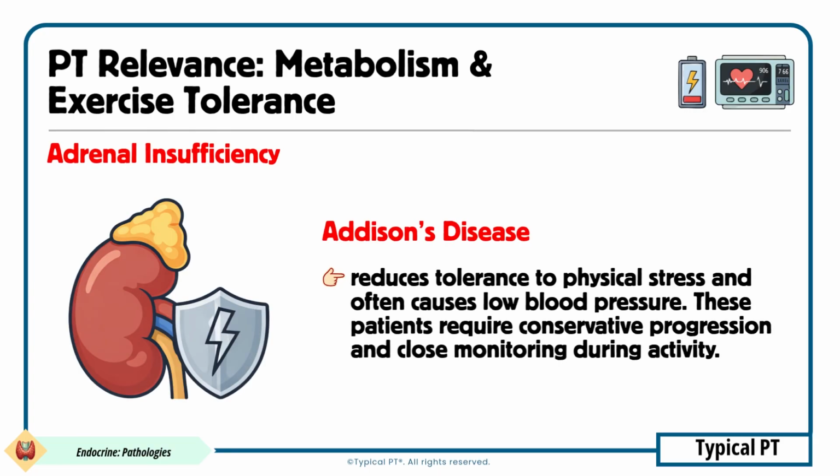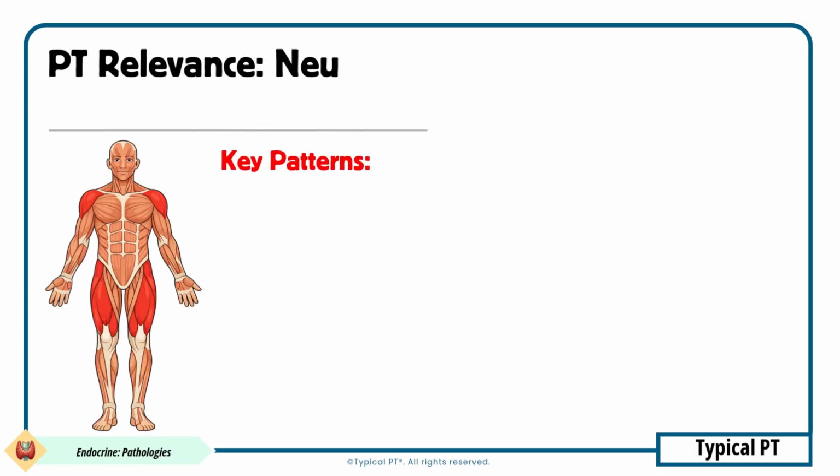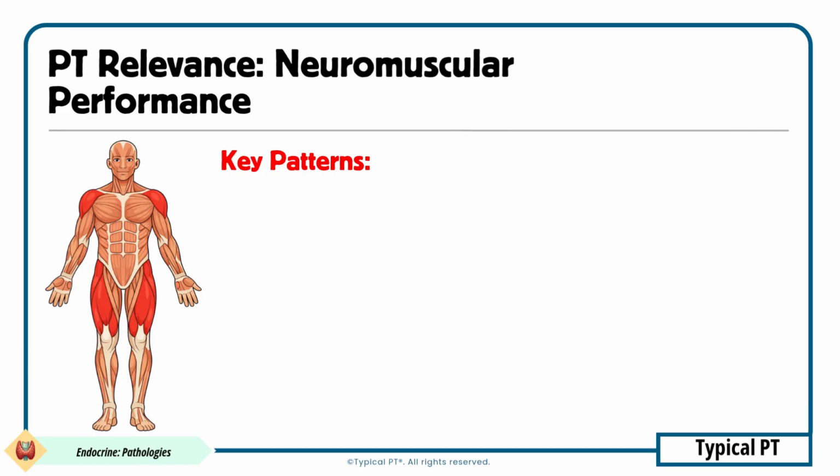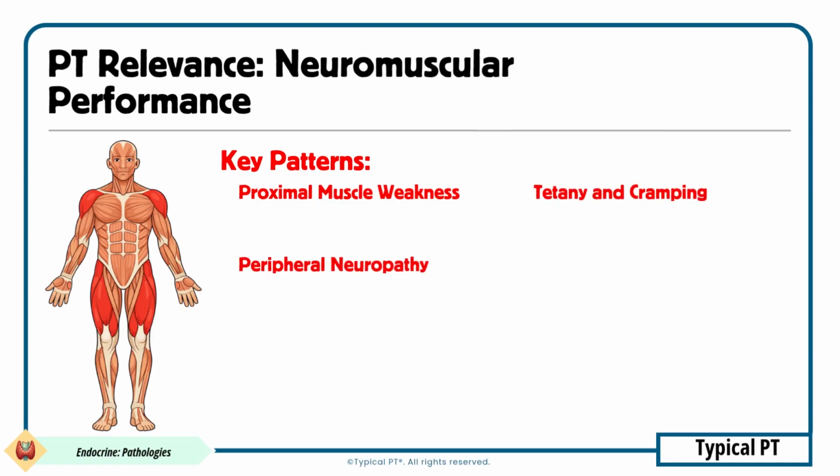Adrenal insufficiency, such as Addison's disease, reduces tolerance to physical stress and often causes low blood pressure. These patients require conservative progression and close monitoring during activity. As for muscle capacity and performance, endocrine disorders produce distinct neuromuscular patterns that you should be aware of, such as proximal muscle weakness, tetany, peripheral neuropathy, and arthralgia. Proximal muscle weakness is common in Cushing syndrome and thyroid disorders. When weakness affects both sides and does not match a nerve pattern, an endocrine cause should be considered.